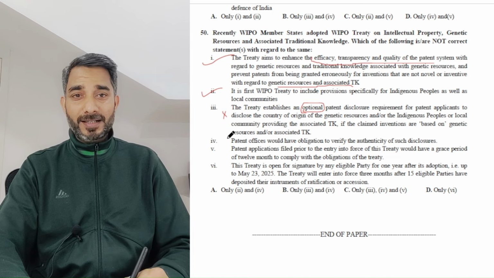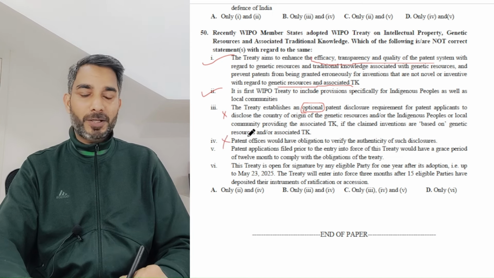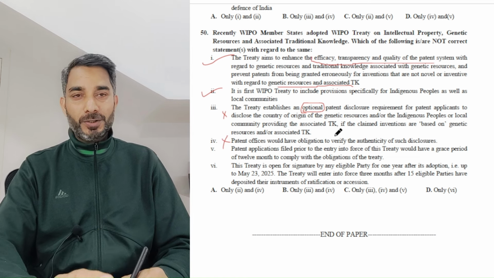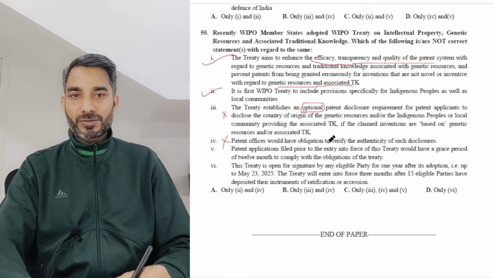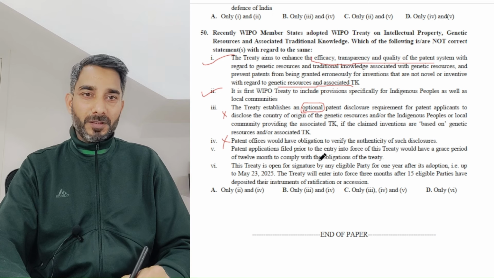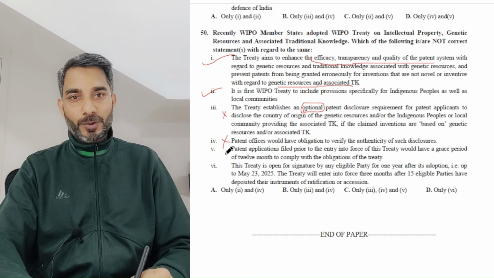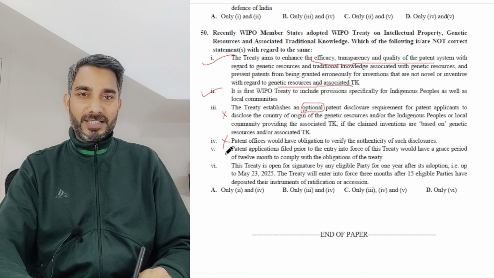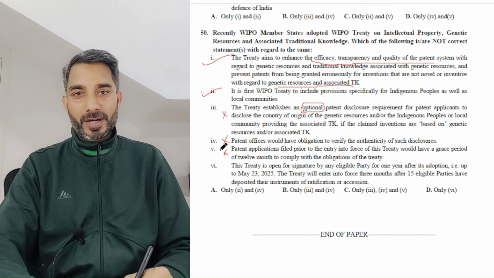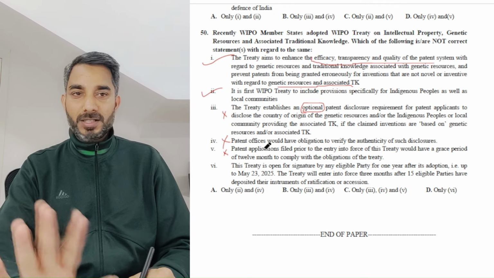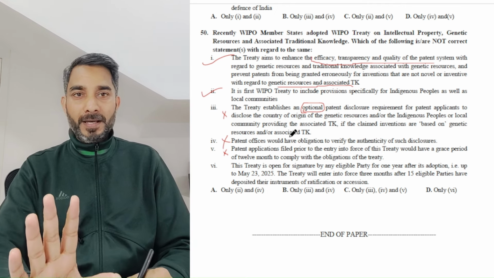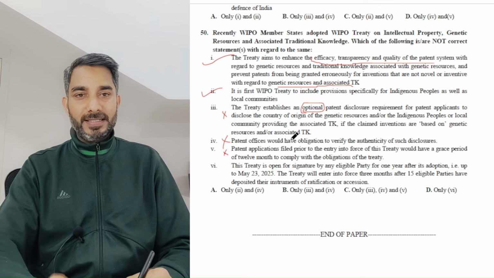In fact, there is a line in the treaty which says that the patent office will not have any obligations to verify the authenticity of the disclosures which have been provided. Applications filed prior to the entry into force of the treaty would have a grace period. No, there also there is a line which says that it's not retrofitting. Anything which is filed before May 24 does not need to worry about such disclosures around GR and associated TKs.